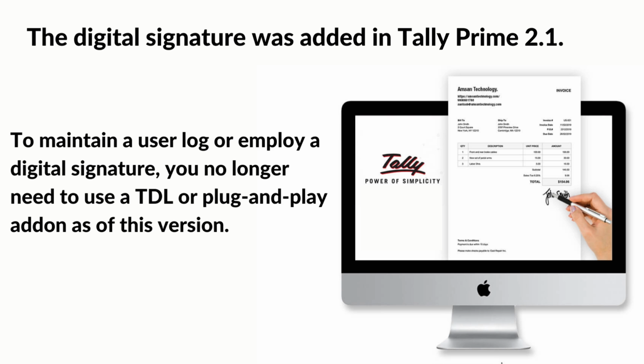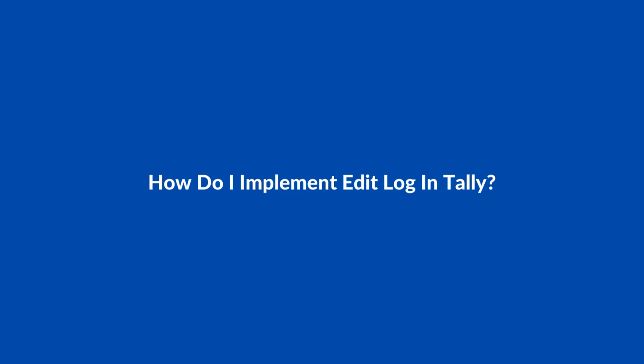One of the most anticipated Tally features, the digital signature, was added in TallyPrime 2.1. Previously, a plug-and-play TDL or add-on was required to install both the edit log and the digital signature in Tally. To maintain a user log or employ a digital signature, however, you no longer need to use a TDL or plug-and-play add-on as of this version.